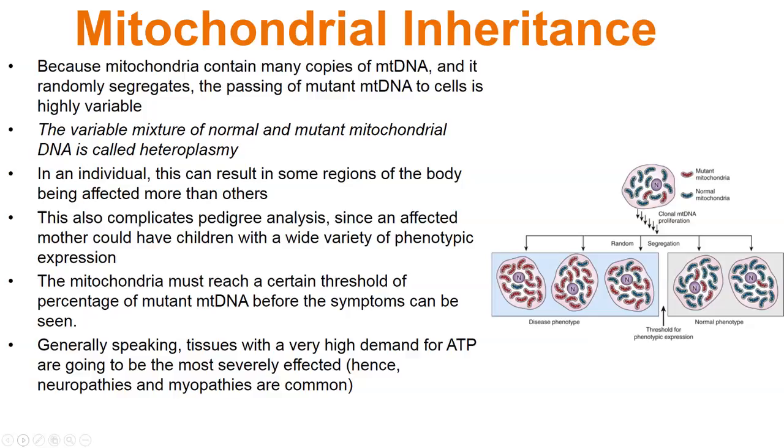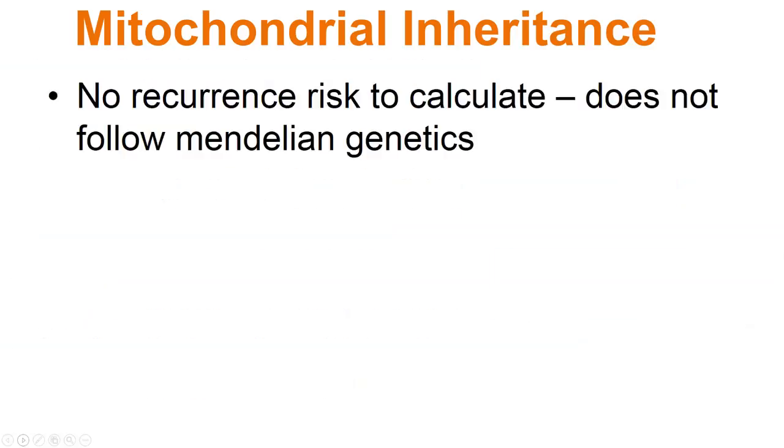Generally speaking, with the mitochondrial diseases, the tissues with a very high demand for ATP are going to be the most affected. That's why you very commonly see neuropathies and myopathies. Muscles and neurons have a high demand for ATP. So the relative demand for ATP suggests the severity of the symptoms you're going to see. And there's no recurrence risk to calculate, right?